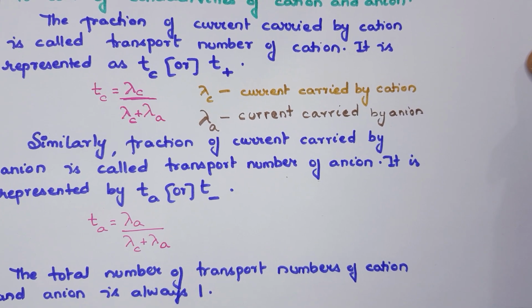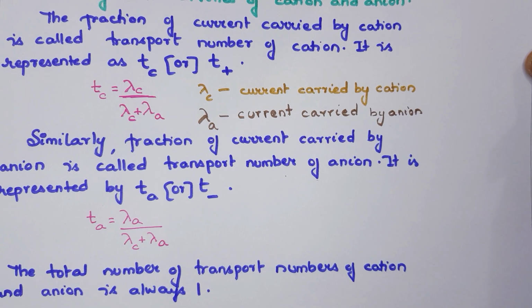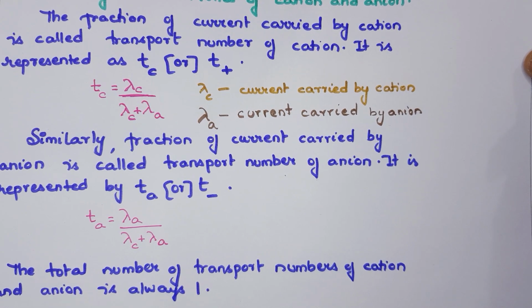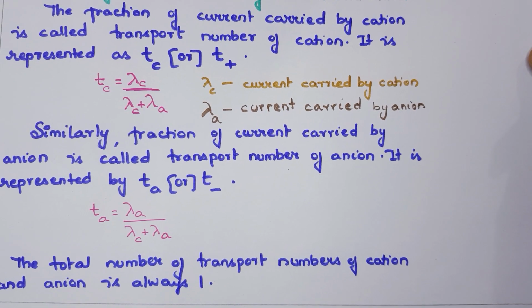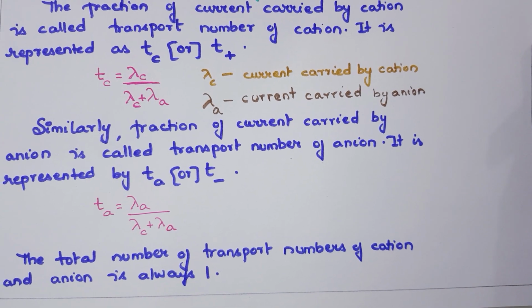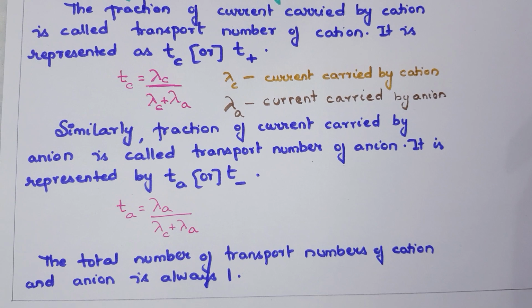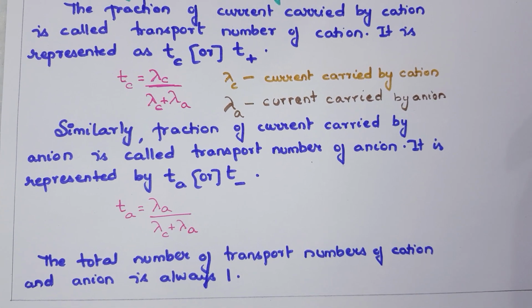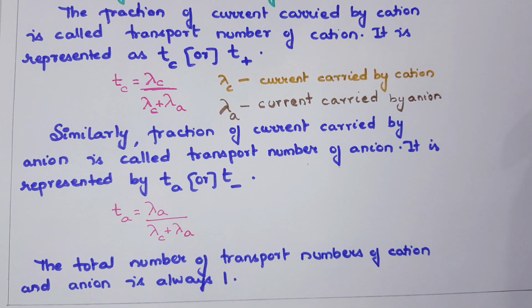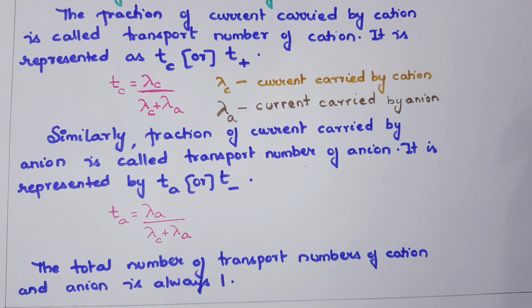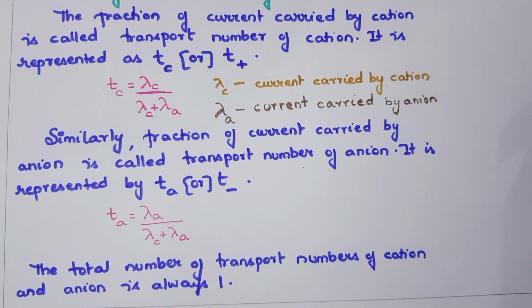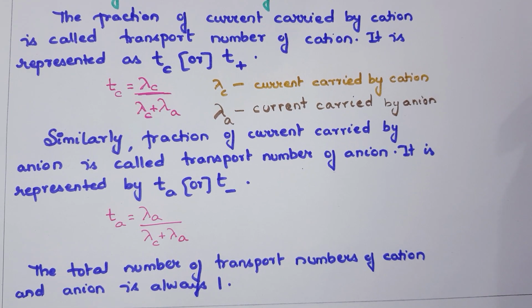Now you know, students, this Tc plus Ta value will always be 1. So below I have mentioned a sentence: the total of the transport numbers of cation and anion is always 1. So we will try to show how this Tc plus Ta is equal to 1.